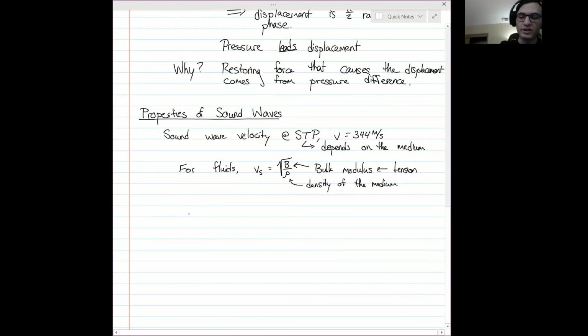For solids, on the other hand, because sound can travel through solids, it ought to be able to, otherwise somebody shouldn't be able to hear me on the other side of the wall. The speed of sound is given by a similar formula. It's just square root of Y divided by rho, where Y is Young's modulus, which is a similar thing as the bulk modulus, but just for solids. Again, it's just a measure of how sticky and how strong the force is between molecules. And again, rho is the density.